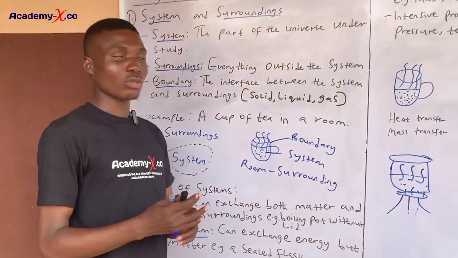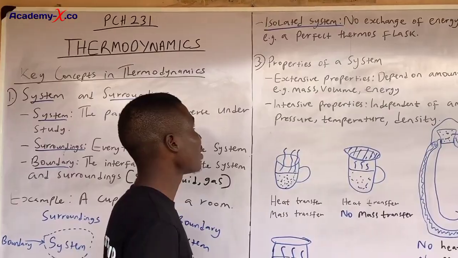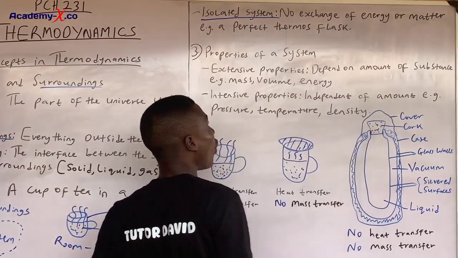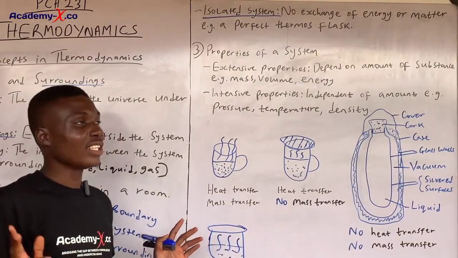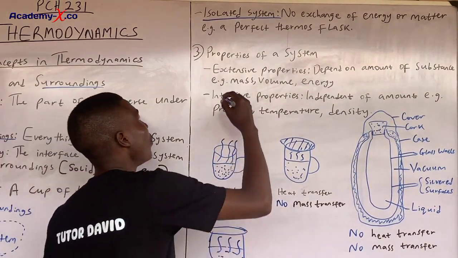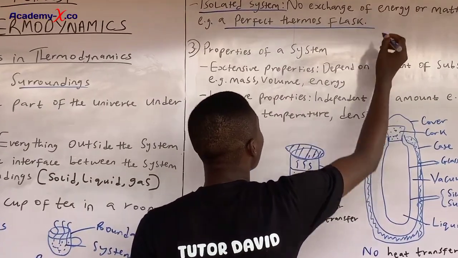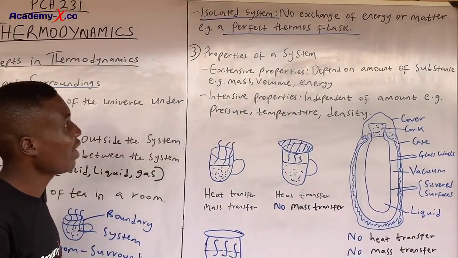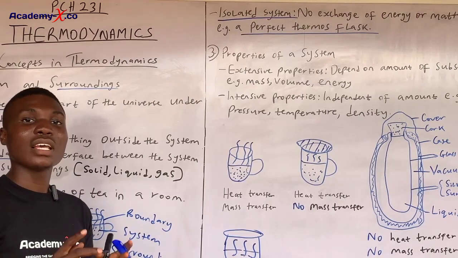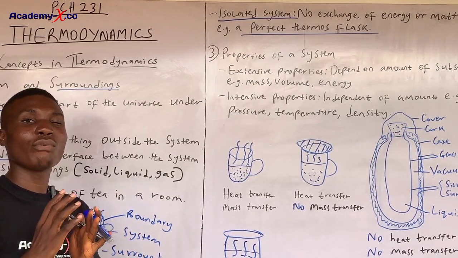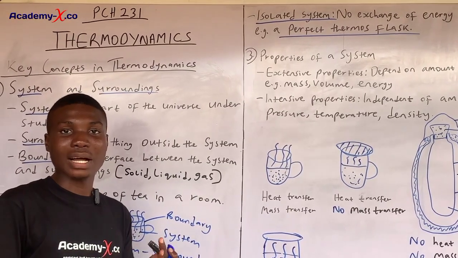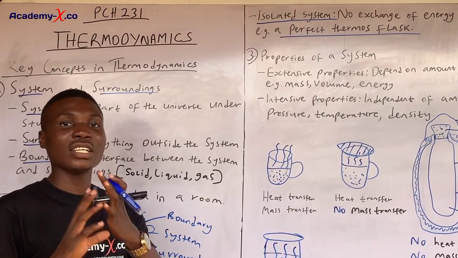Then what about an isolated system? An isolated system is more interesting because in an isolated system, there is no exchange of energy or matter. That means energy is not exchanged, matter is not exchanged. And a very typical example of an isolated system is a perfect thermos flask. A perfect thermos flask is such that any stuff you put inside the flask, it maintains that temperature for an extended period of time because it is not exchanging matter and it is not exchanging energy.